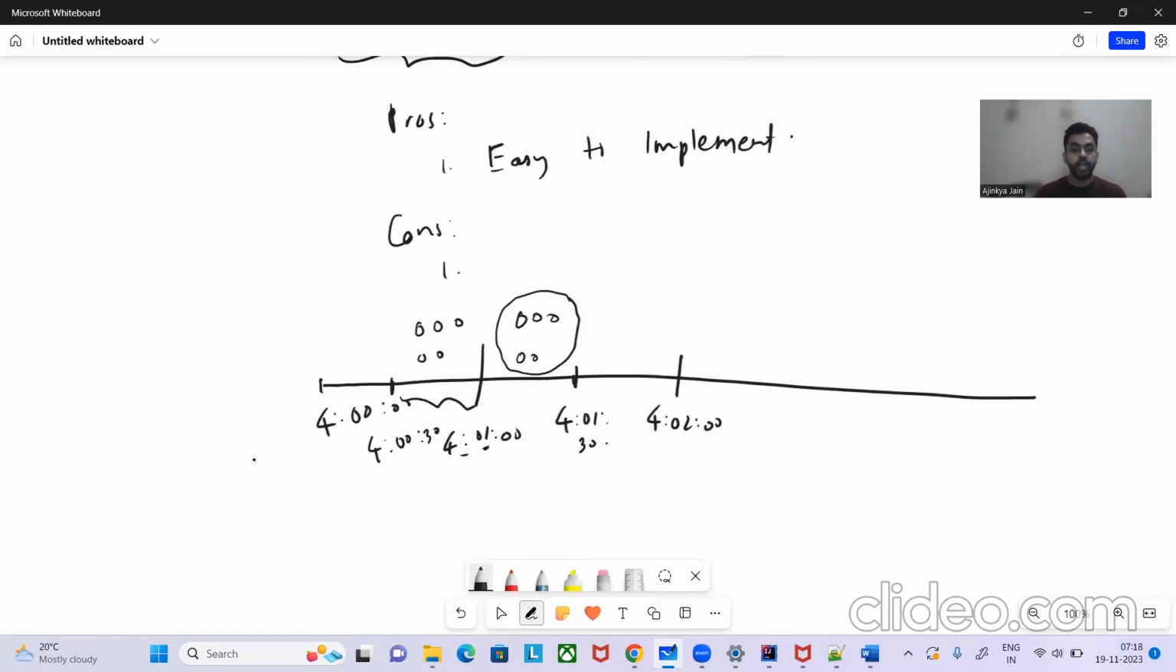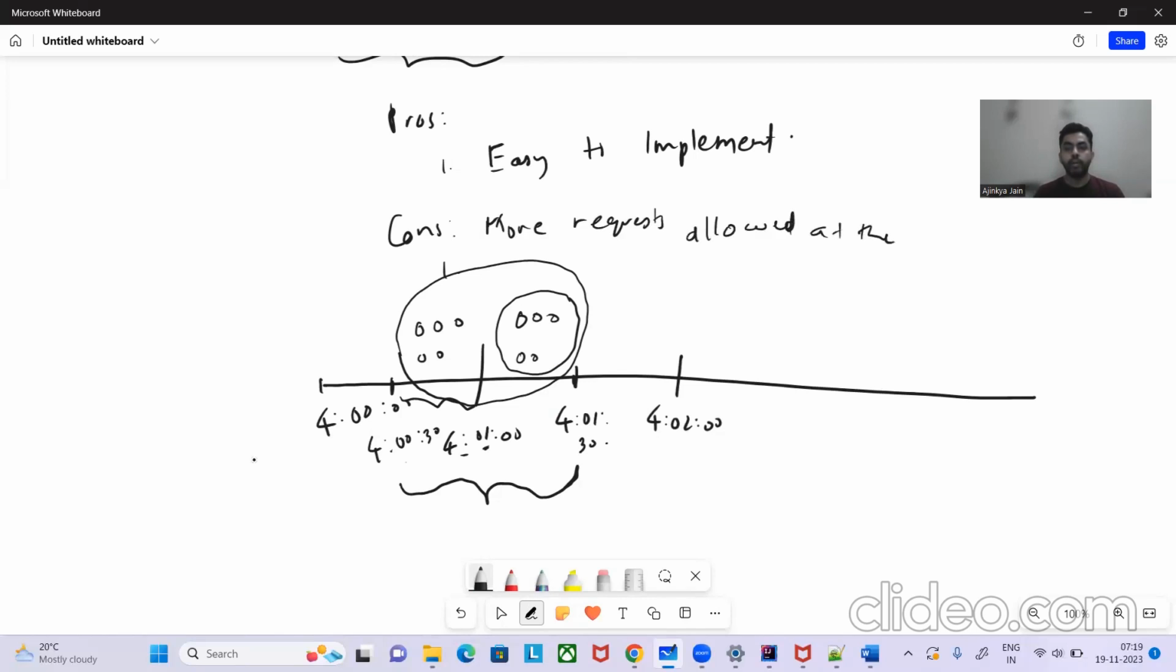But if you consider 4 hour 30 seconds to 4 hour 1 minute 30 seconds, this is a 1 minute window. But in this 1 minute window, there were 10 requests which were accepted, which is more than the allowed limit. What is the limit? 5 requests per minute. But here, at the edge of the time window, we are allowing more requests, so we are not adhering to the rule. So this is the con: more requests allowed at the edge of the time window.